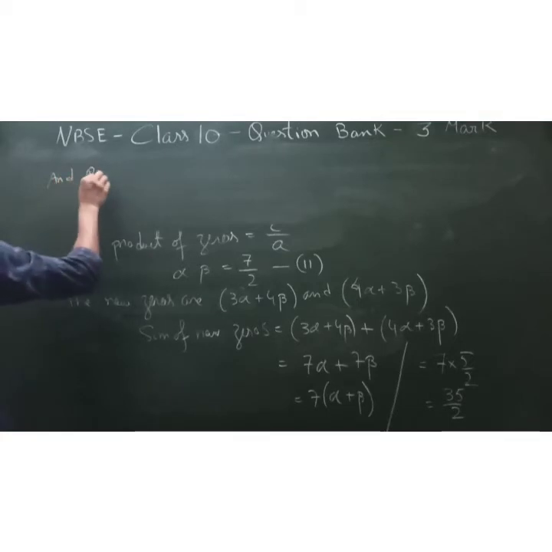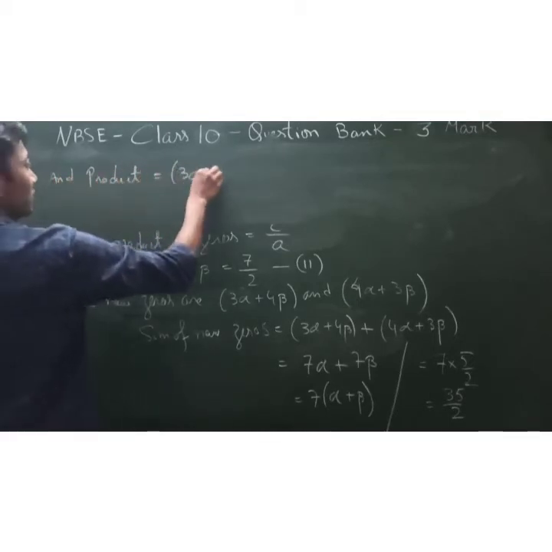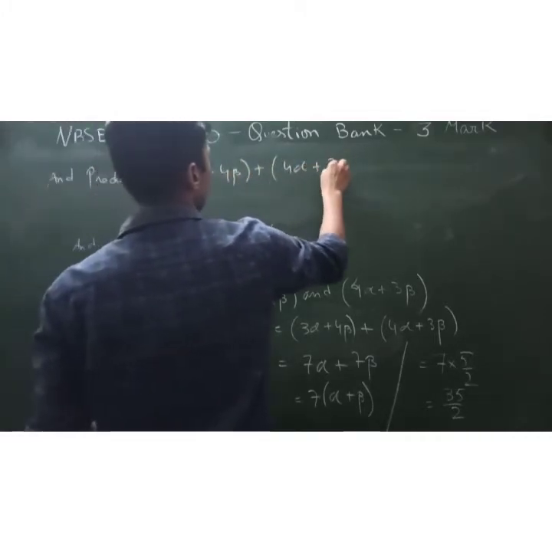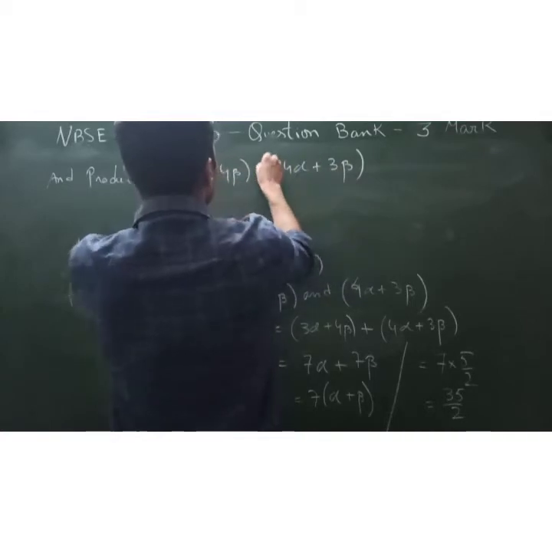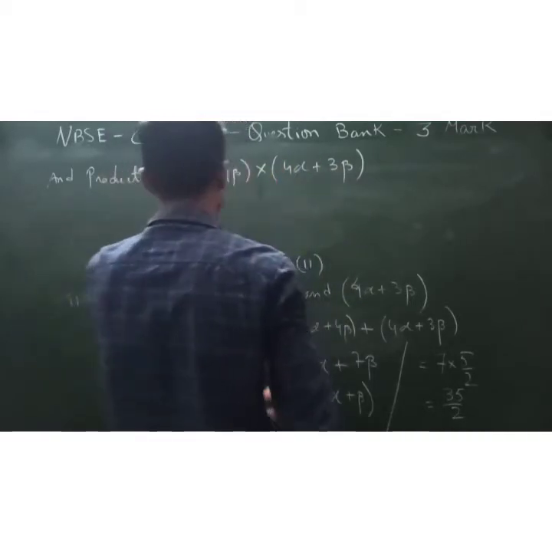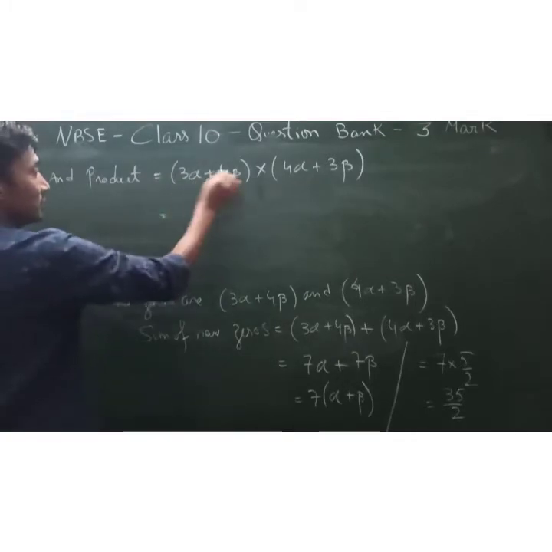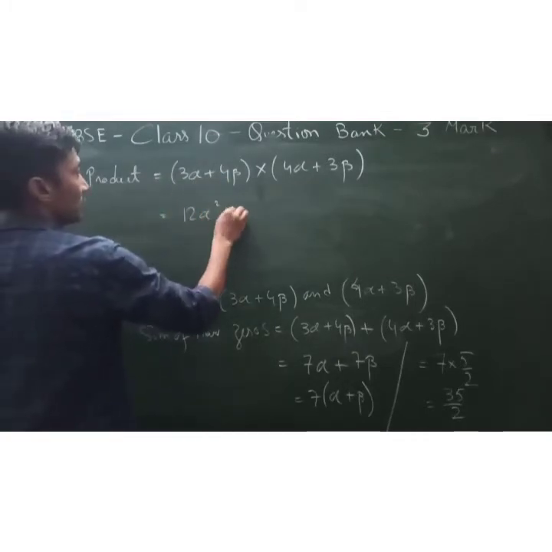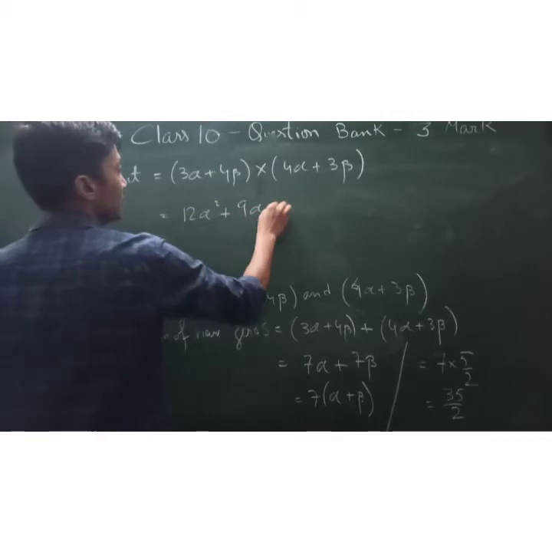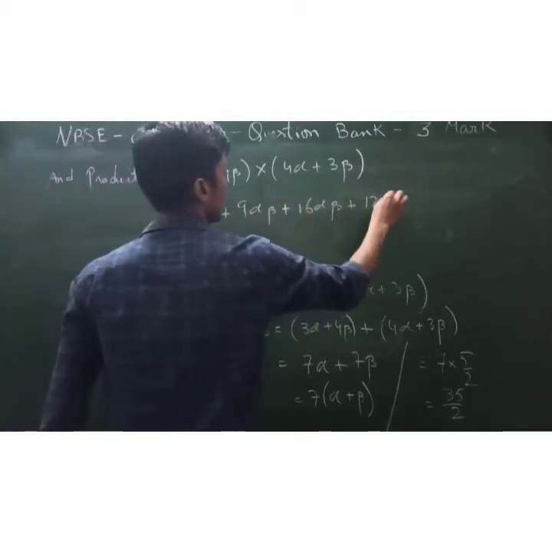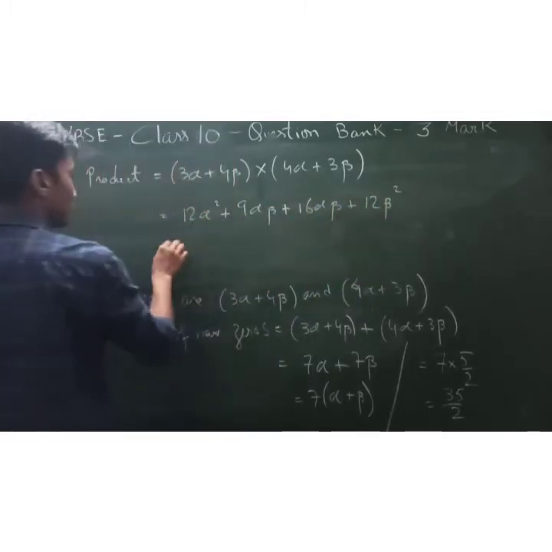And the product will be (3α + 4β)(4α + 3β) into 7 by 2. Let's not forget that. So now we'll go for the product. 3 4s are 12 α², plus 3 3s are 9 αβ, plus 4 4s are 16 αβ, plus 4 3s are 12 β².